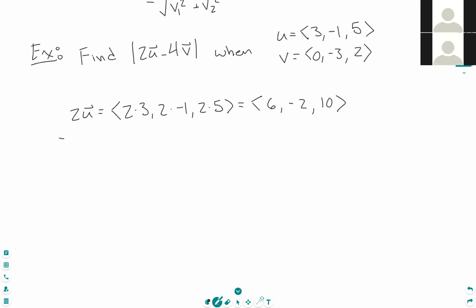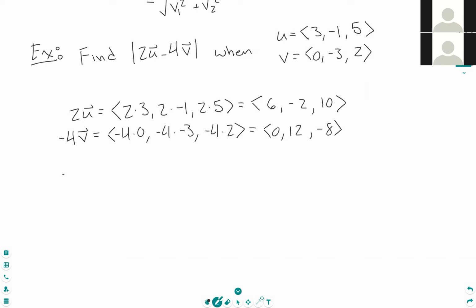Now we have negative 4v. Same thing, we're going to multiply by -4 on all of these components. So we have -4 times 0, -4 times -3, and -4 times 2. So then we have 0, 12, and -8. So those are 2 vectors.